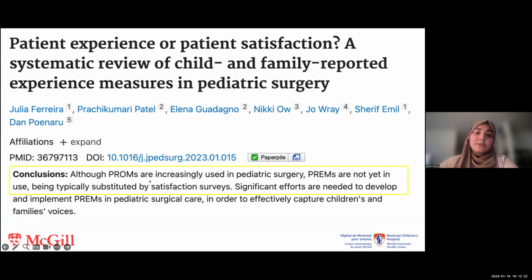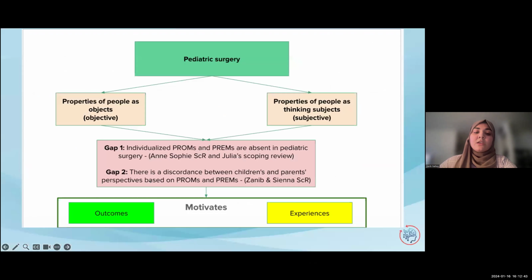And Julia's systematic review showed that although PROMs are increasingly used in pediatric surgery, PREMs are not yet in use, being typically substituted by satisfaction surveys. And so to enhance pediatric surgery, a comprehensive solution is proposed.